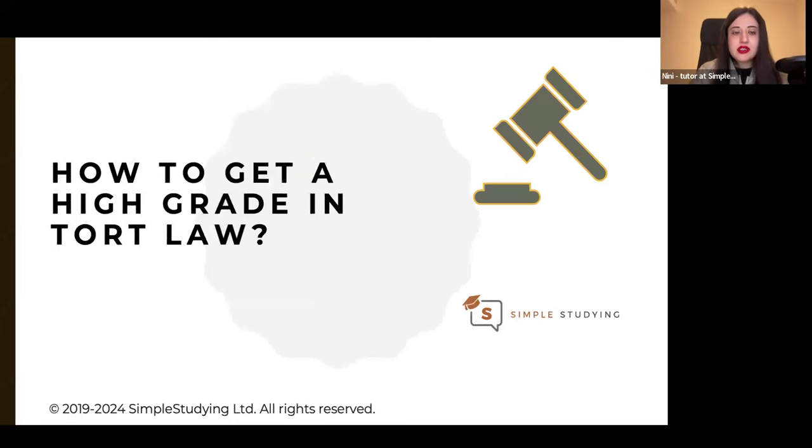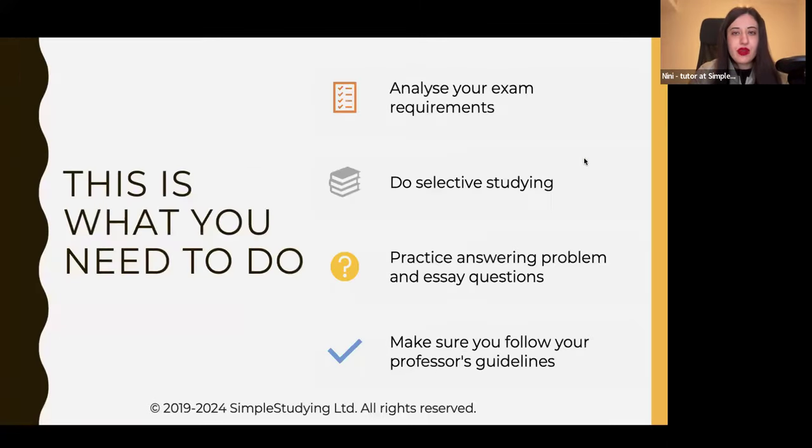How to get a high grade in Tort Law. This is what you need to do. 4 simple steps. First, you need to analyze your exam requirements.